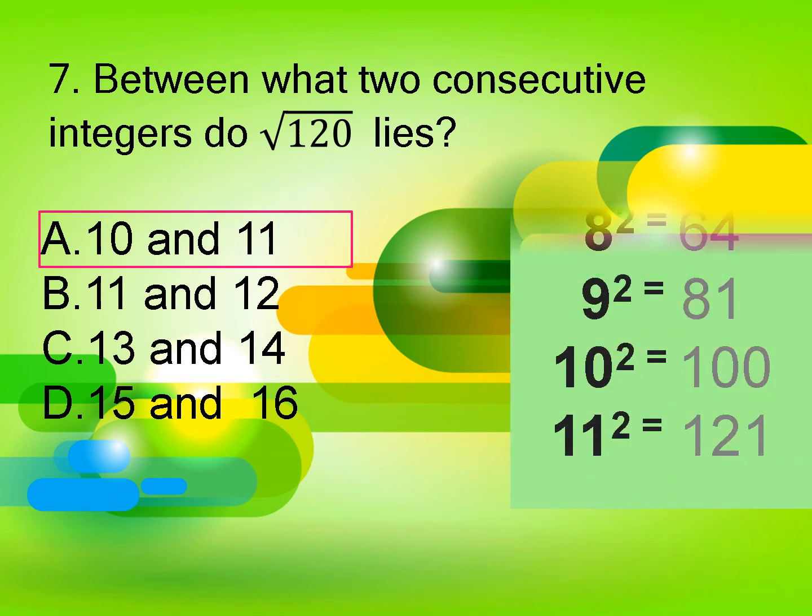Why is it 10 and 11? So we have here the following perfect squares. 8 squared is 64. So we'll proceed. 9 squared equals 81. Proceed to 10 squared equals 100. 11 squared is 121. So our target is 120. It's in between 100 and 121. And square root of 100 is 10. Square root of 121 is 11. That is why it is between 10 and 11.